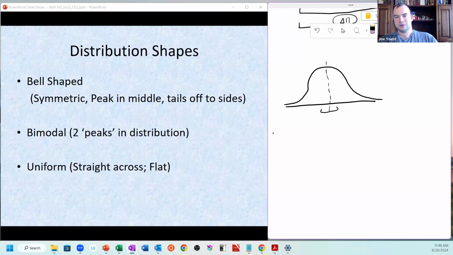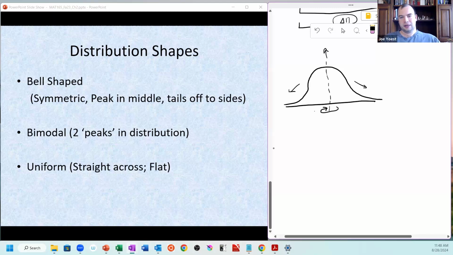And if I flip the whole graph about that line, if I pick it up, flip it over, and lay it back down, it looks exactly the same. That's what I mean by symmetric. It has a peak in the middle, and it tails off to both sides. As I go away from that peak in the horizontal axis, the frequency goes down quite rapidly.